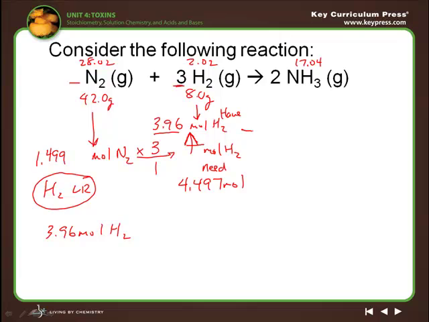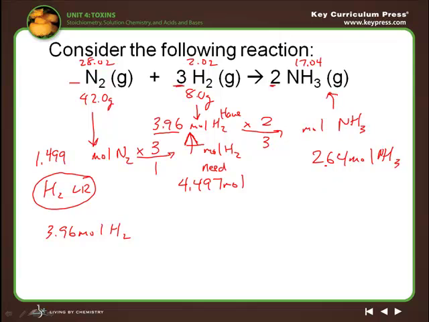We want to convert that into moles of NH3. Using the quick trick, I'm trying to get to NH3, so what number goes with NH3? 2. I'm coming from hydrogen. What number goes with hydrogen? 3. So you multiply the number by 2 divided by 3. 3.96 times 2 divided by 3. So this should equal 2.64 moles of NH3.